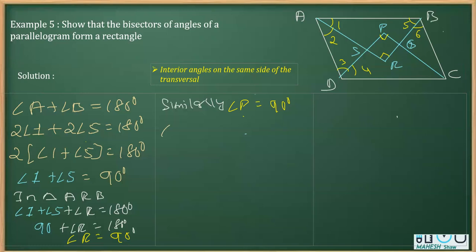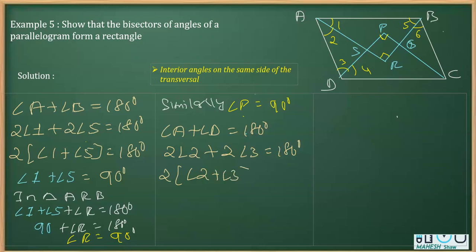So first I'll take angle A plus angle D as 180 degree for the same reason, that is interior angles on the same side of the transversal. This time, this AB and CD are parallel and this AD is acting as a transversal. So now I can replace angle A with twice of angle 2 and replace angle D with twice of angle 3 is equal to 180 degree. I can take 2 common and write angle 2 plus angle 3 is equal to 180 degree. And on transposing 2 to the other side, we'll get this as 90 degree.